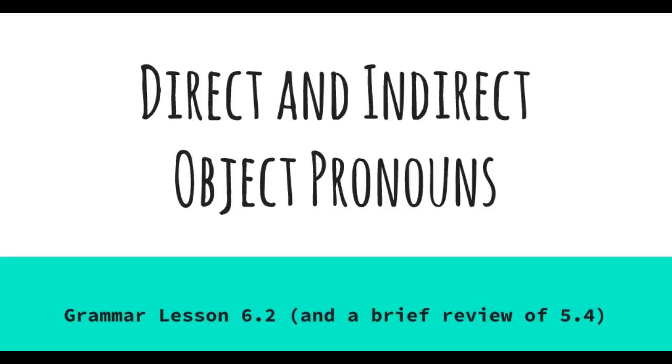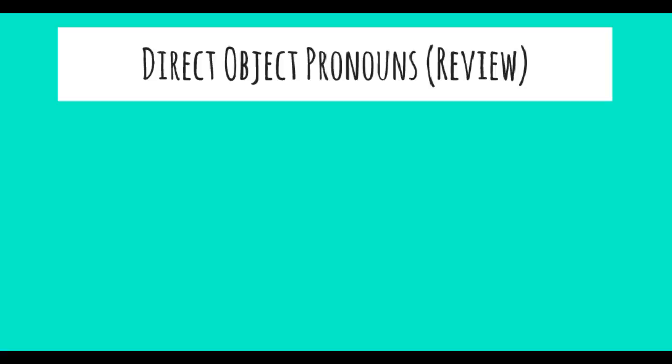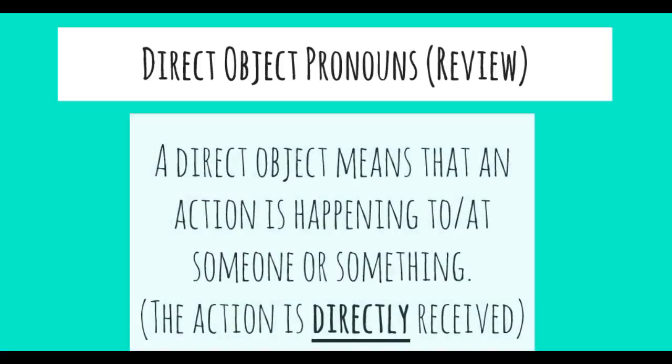In this video, I'm going to be addressing two separate grammar concepts. First, I will talk about direct object pronouns, which you learned about in lesson 5.4, and then we'll move into indirect object pronouns, which are coming to you from grammar lesson 6.2. To start out, let's review what direct object pronouns are. We'll talk a little bit about when and how they're used, and also what the actual pronouns themselves are.